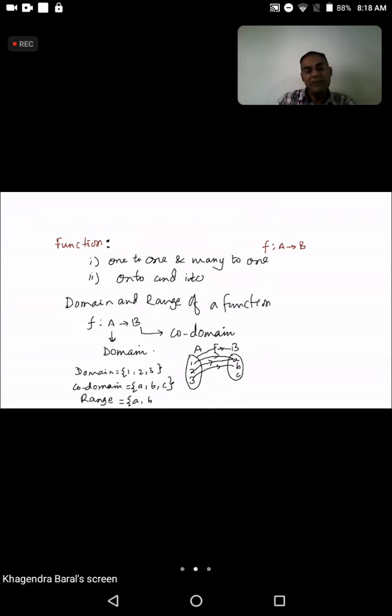In this function, the domain is the set of all the first elements, it means the set A. The codomain is the second set B, where the images lie. The set where the images lie is the codomain, and the set of images is the range. So you have to be familiar with this. And the next one, we come to the next.